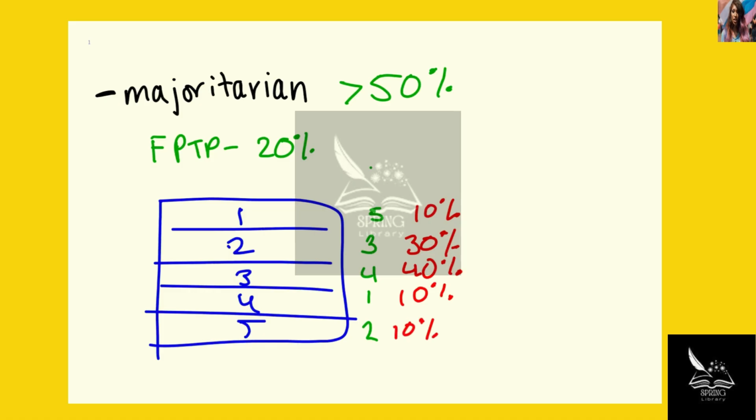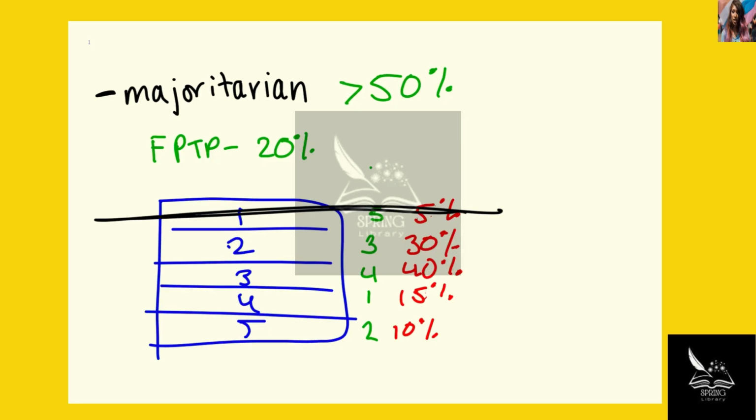So actually, let me change these numbers around a little bit. This can become 5%, and this will become 15%. So if this was first past the post, this third choice would win, right?